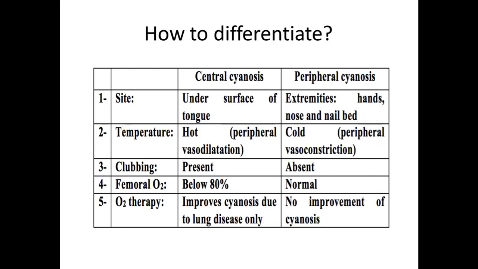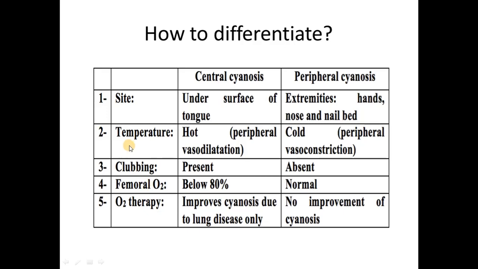How to differentiate between central and peripheral cyanosis? Usually by the site. Central cyanosis appears under the surface of the tongue. Peripheral cyanosis is always in the extremities, in the hand, nose and nail bed. In central cyanosis the temperature is normal or hot, while in peripheral cyanosis it is cold, in cold weather.